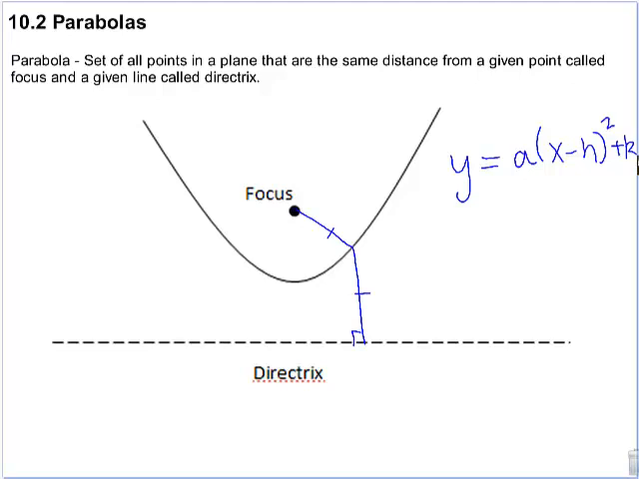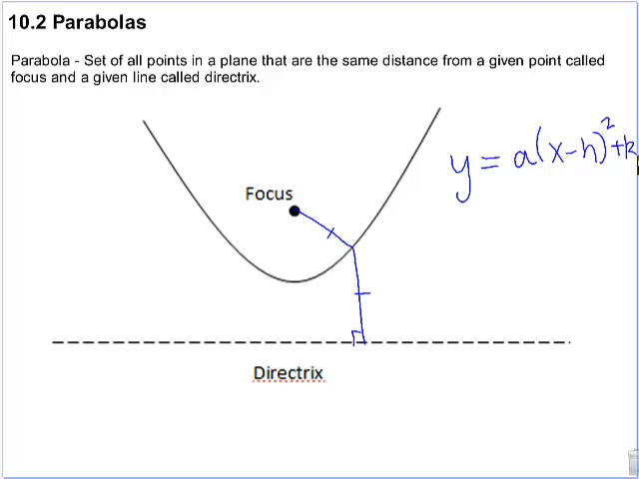So the a told us if it opened up or down. How do we know if it opens up? What type of number would the a be? Positive. And if it opens down, it would be negative. And then where's the vertex? At the h, k. So we used this earlier to find the vertex, we knew if it opened up or down, and then we made an XY chart and plotted a few points to get the idea of what it looked like.